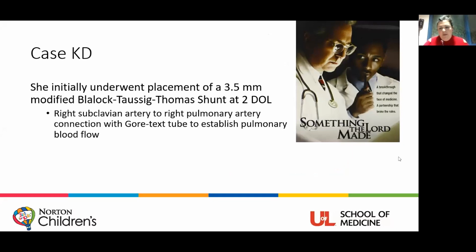There is a movie over here, Something the Lord Made. If you haven't seen that, that's a movie with the history of the Blalock-Taussig-Thomas shunt. So I recommend watching that. That's a really good movie to gather the history on that surgery.